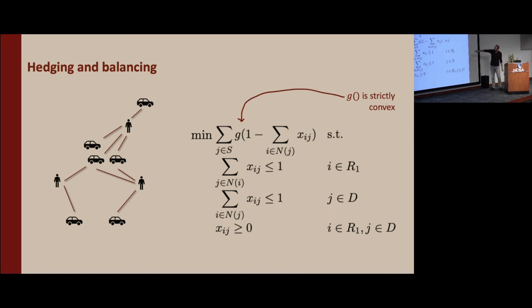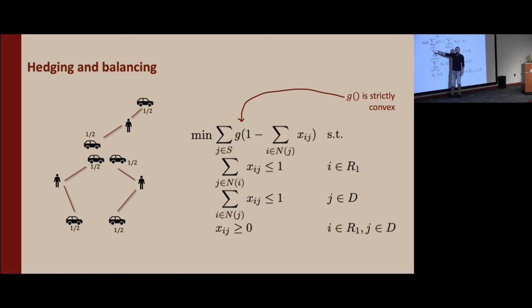So this essentially gives you a fractional matching, and it will try to make the fractions that it uses from each car as equal as possible. In this example, you have a lot of choices for matching between the riders and drivers, but this convex program consumes only half of each car. So essentially it does some sort of a hedging, some sort of a balancing.